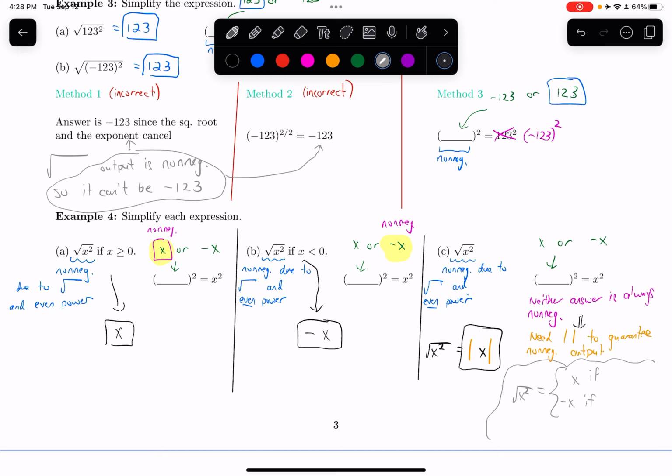So when is it going to be the first answer choice? Well, I need to know when that thing is non-negative. So when is that non-negative? That happens when x is greater than or equal to 0. When would it be this other answer choice? Well, it becomes the other answer choice in this condition, when x is negative, when my base is negative. So that's the other way I could simplify square root of x squared. I could use a piecewise function. Typically in our class, like almost all the time, I'm going to be using this absolute value form though, because it's just more concise.